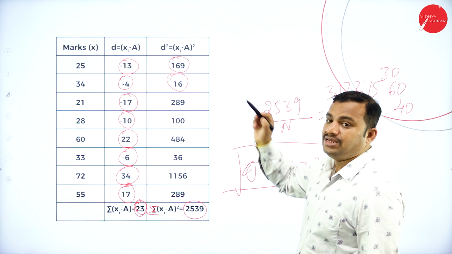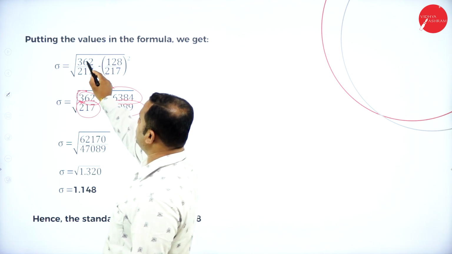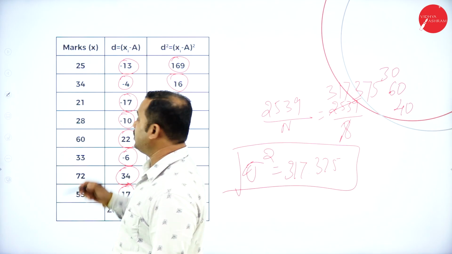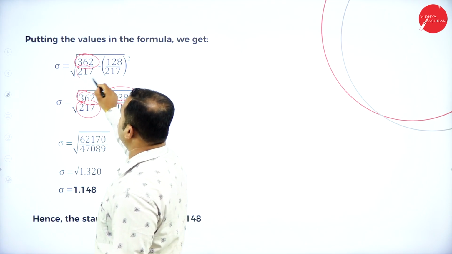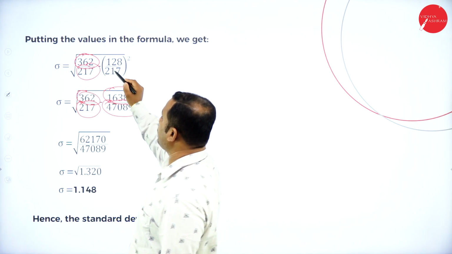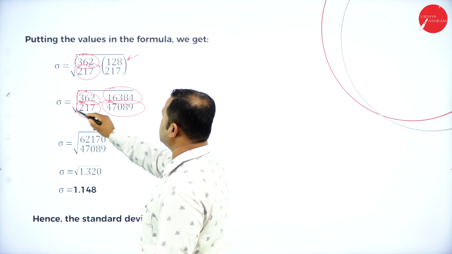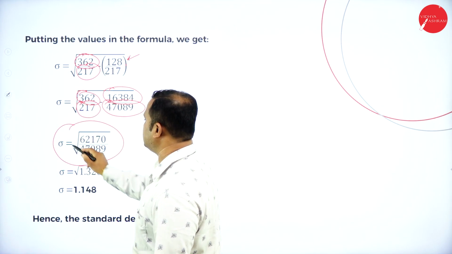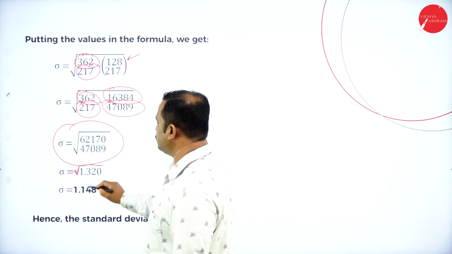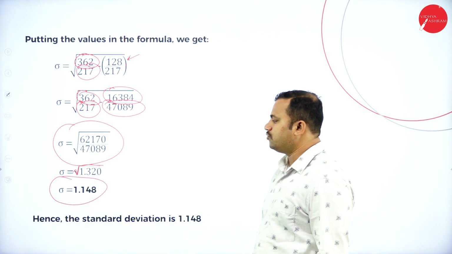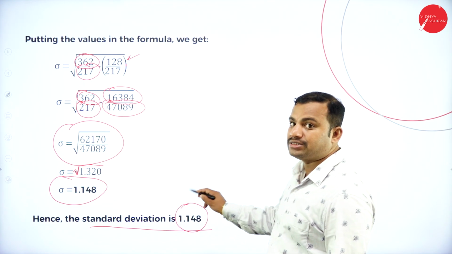If that is the case, D square by N minus D by N whole square. D square is what? What is the value of D? 23. 23 square is what? We have 362. Then by N is what? 217. That turns out to be the value. Then D by N is what? 128 by 217 whole square. That gives me the value of this. Everything under the square root, that gives me the value of this. That is 62170 divided by 47089. That gives me the value which is equal to 1.320, which is equal to standard deviation is equal to 1.148. Hence we state that the standard deviation is 1.148. This has to be mentioned at the end of this.